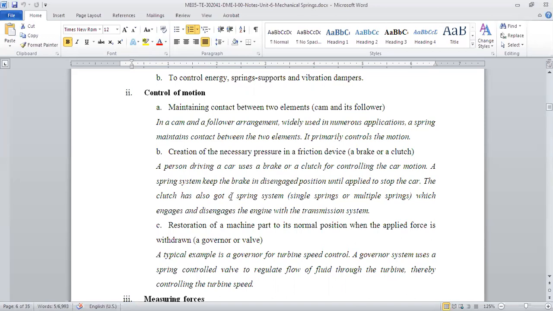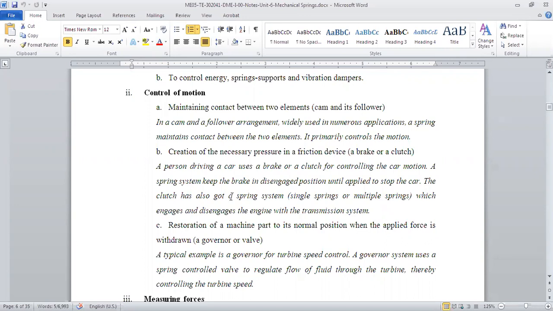Another application is creation of necessary pressure in friction devices, like in a brake or clutch. When we apply the brake, and then take our leg away, the brake will come back to its original position. We want that because we do not want the brake to be in the applied position all the time. We want it only when the force is applied. So when the force is not applied, we want the brake or clutch to come back to its original position. To have the necessary pressure while braking or clutching, we use the springs, right?